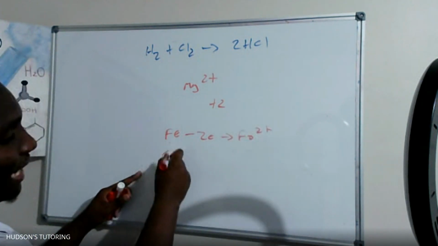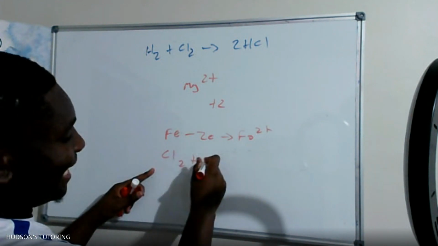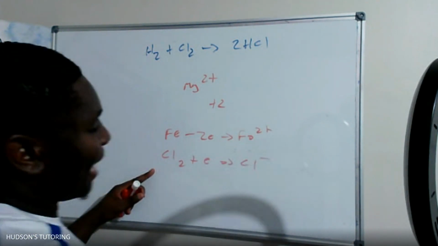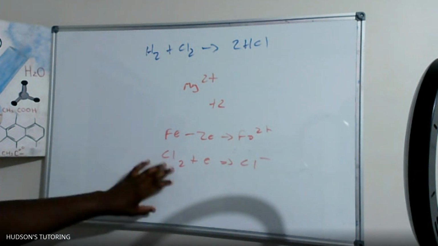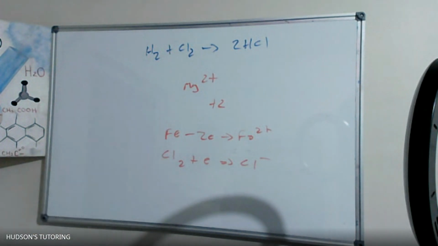With something like chlorine, it would gain an electron to form Cl minus, right? And we call these the half equations, right? So non-metals gain electrons, metals lose electrons. Metals, because they lose electrons, are oxidized, while non-metals, because they gain electrons, are reduced.